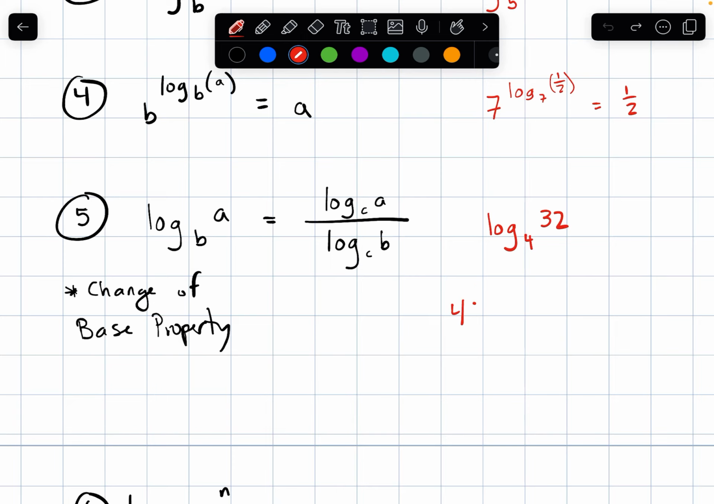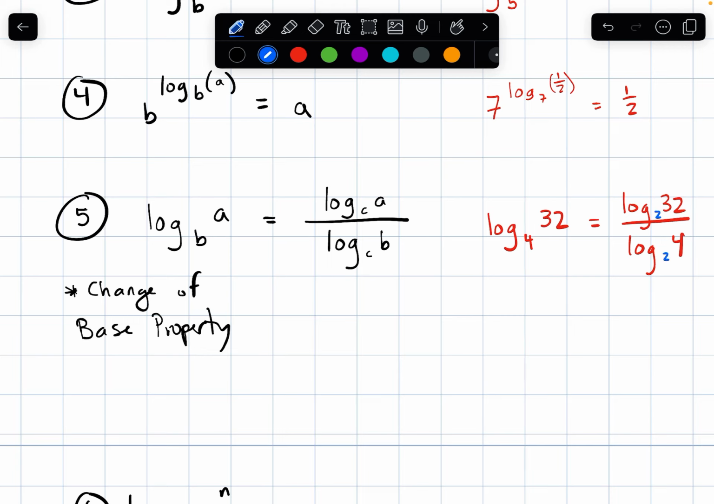So we're not going to be able to do that as it is, but using the change of base property, we can write this as the log of 32 over the log of 4. And now I'm trying to figure out what would be a good base to choose. I want something that I could use exponents with to get 32 and to get 4. And so it would make the most sense to me to choose a base of 2.